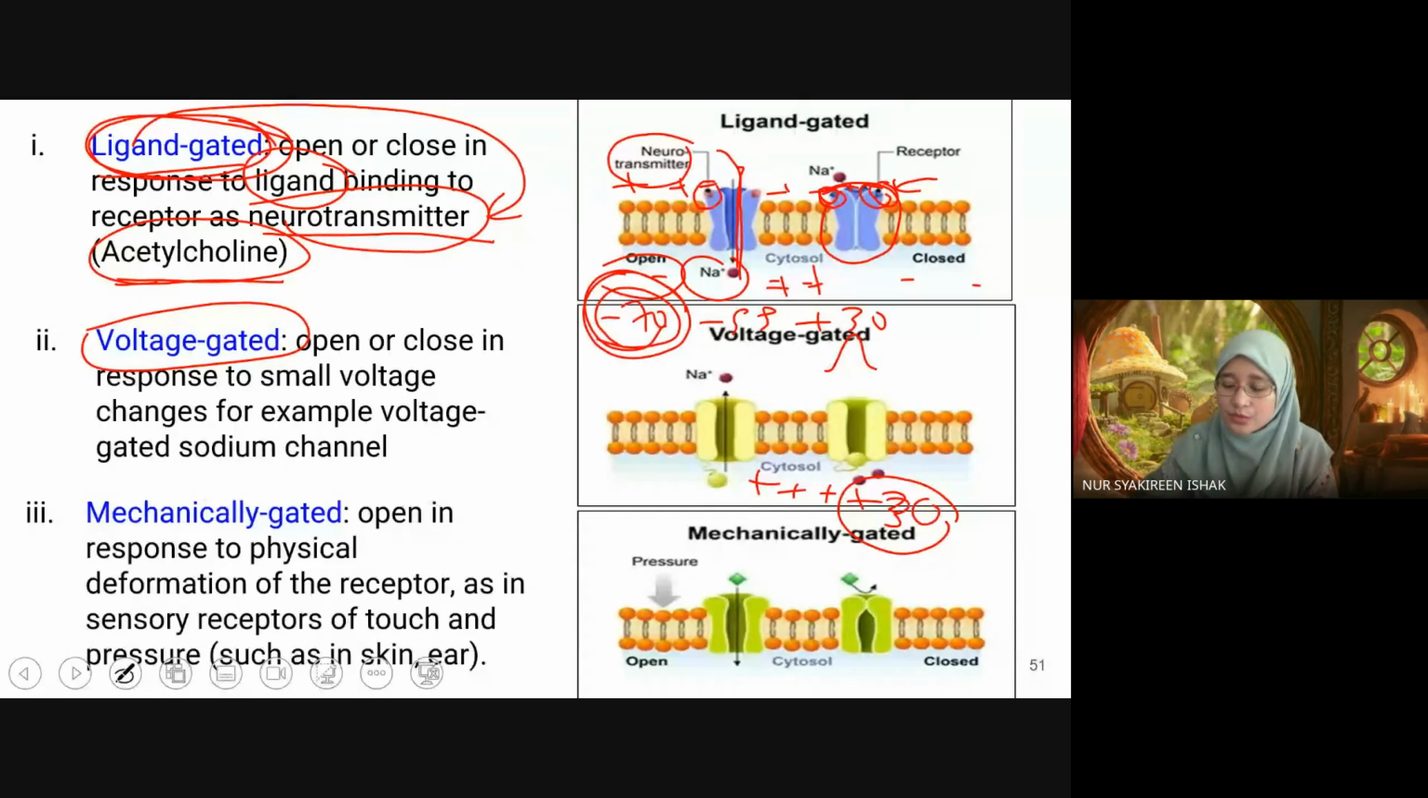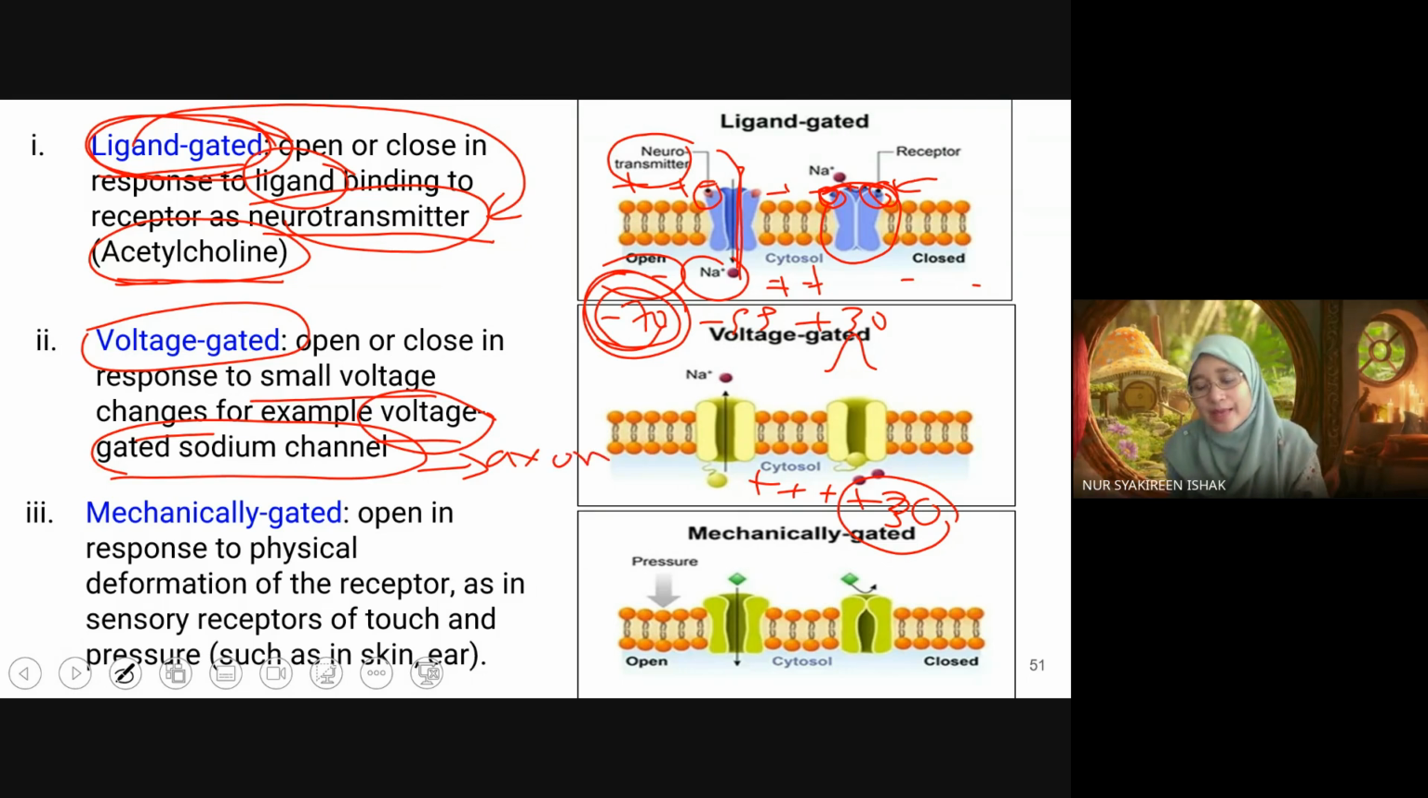So a voltage gated ion channel opens or closes in response to small voltage changes. For example, the voltage gated sodium channel, which can be found along the axon of a neuron.